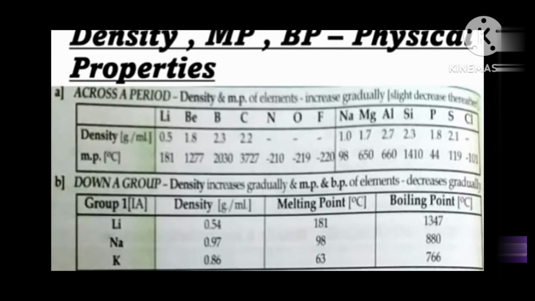Periodic trends and properties, some physical and some chemical, are what we will be learning, and we will be seeing the summary of the full chapter.